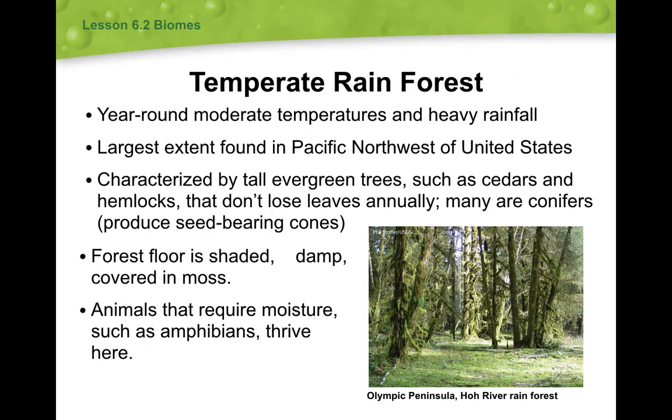A temperate rainforest has year-round moderate temperatures with heavy rainfall. The largest extent of them is found in the Pacific Northwest of the United States, actually. It's characterized by tall evergreen trees like cedars and hemlocks, and they're evergreens. They don't lose their leaves annually.